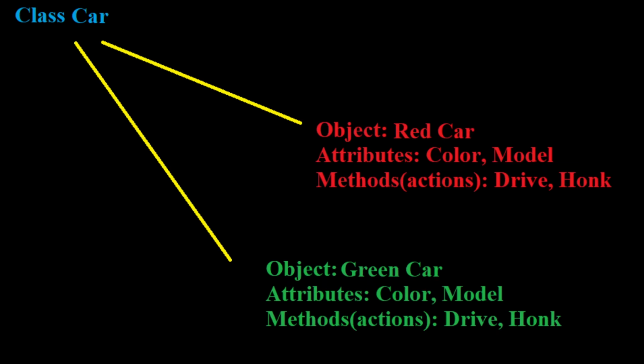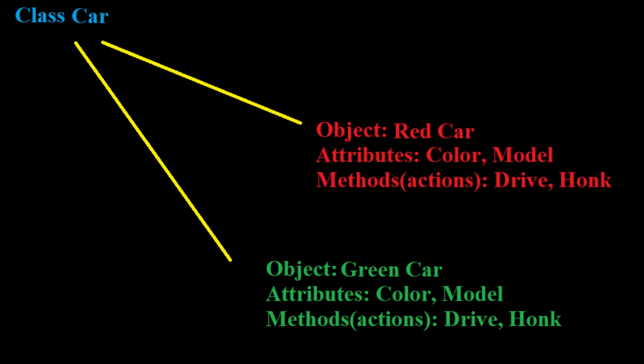It has attributes, details like color and model, and methods, actions that we can do, like drive and honk. For example, if we have a class called Car, each car you create, like red car, green car, blue car, is an object. Each car can have different details and perform actions based on the blueprint details, or the class. So objects are the individual items created from a class with their own specific details and abilities.